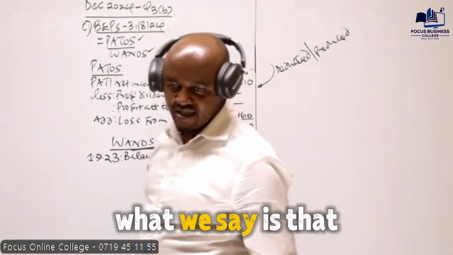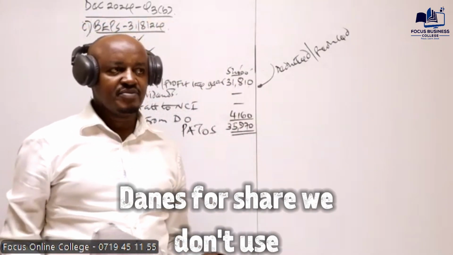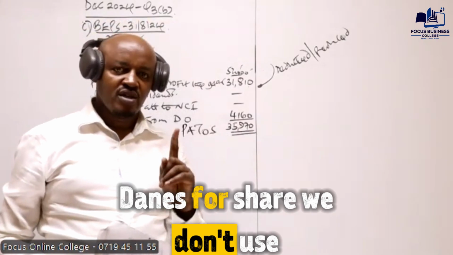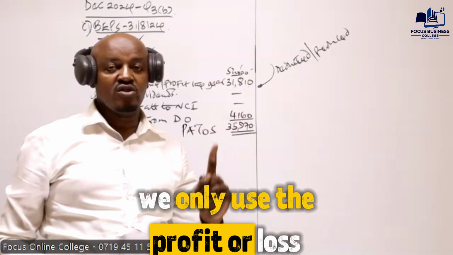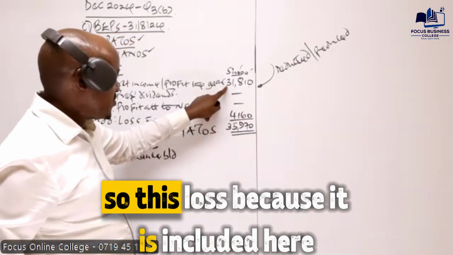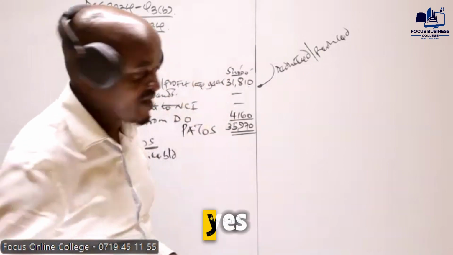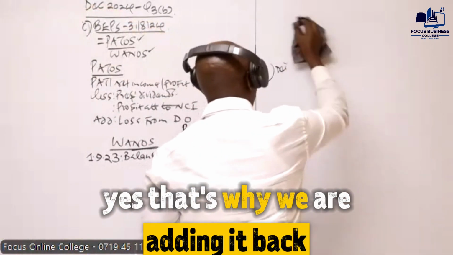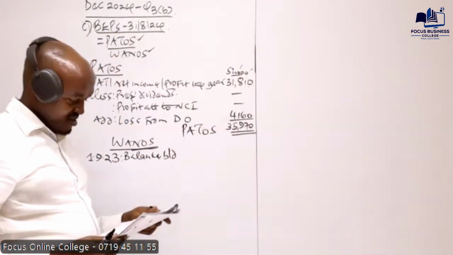And basically what we say is that in computation of both basic and diluted earnings per share, we don't use any profit or loss from discontinued operations. We only use the profit or loss from continuing operations. So this loss, because it is included here, it reduces that profit. That's why we are adding it back. Okay? Yes. That's why we are adding it back there, because it's already included there.